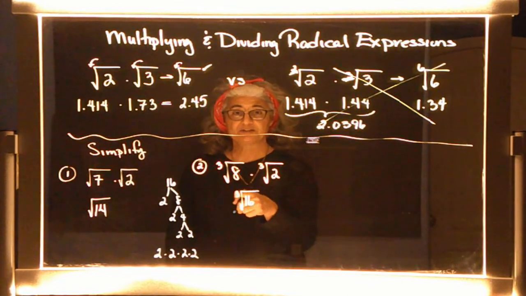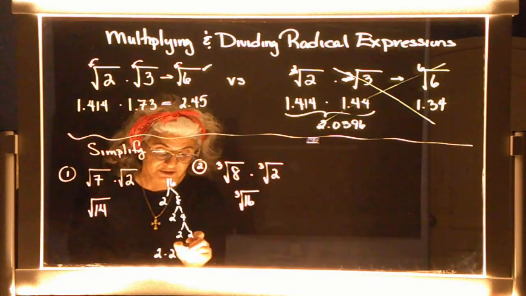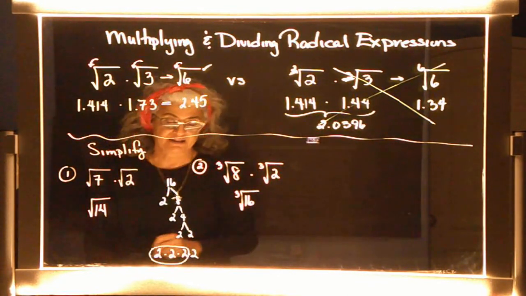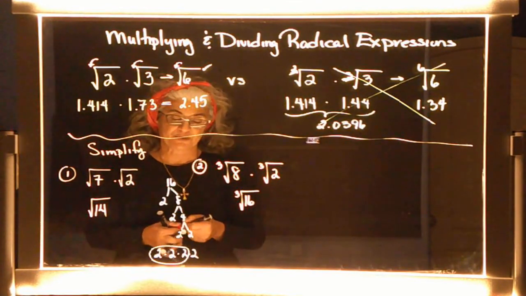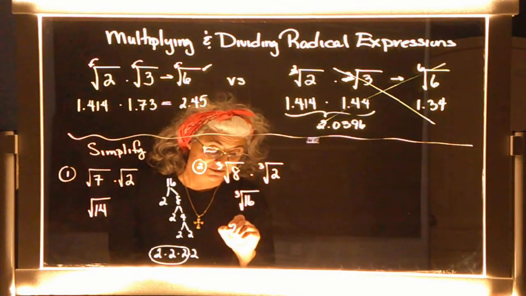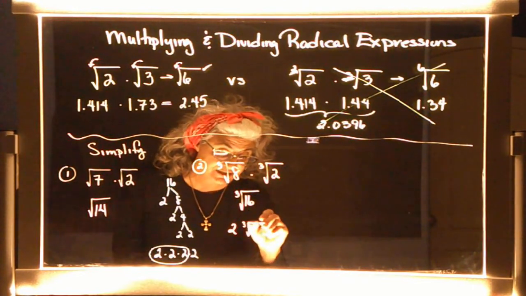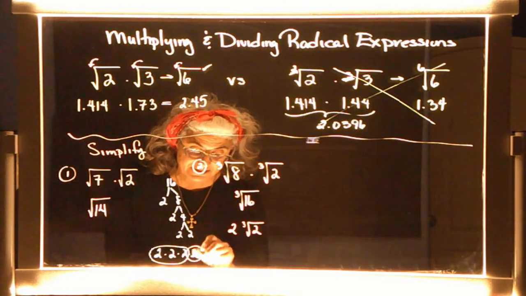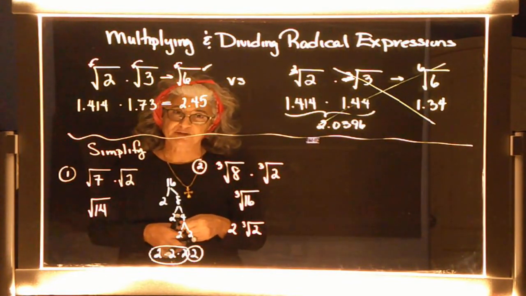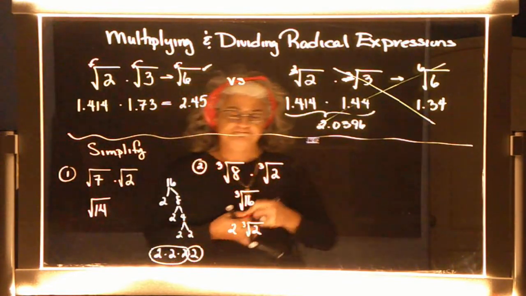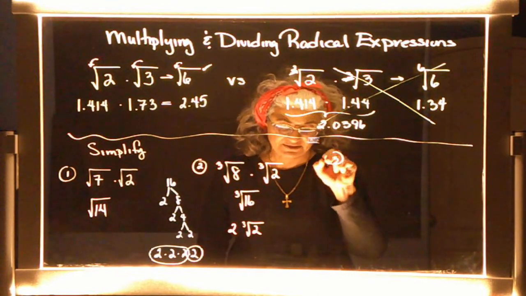And which root am I dealing with? The cubed root, so I need 3 of a kind. And there's my 3. So, yep, take out a 2, and under the cubed root remains a 2. Right? This guy gets to stay underneath. Does that make sense? Are you with me? Okay, got another one for us.